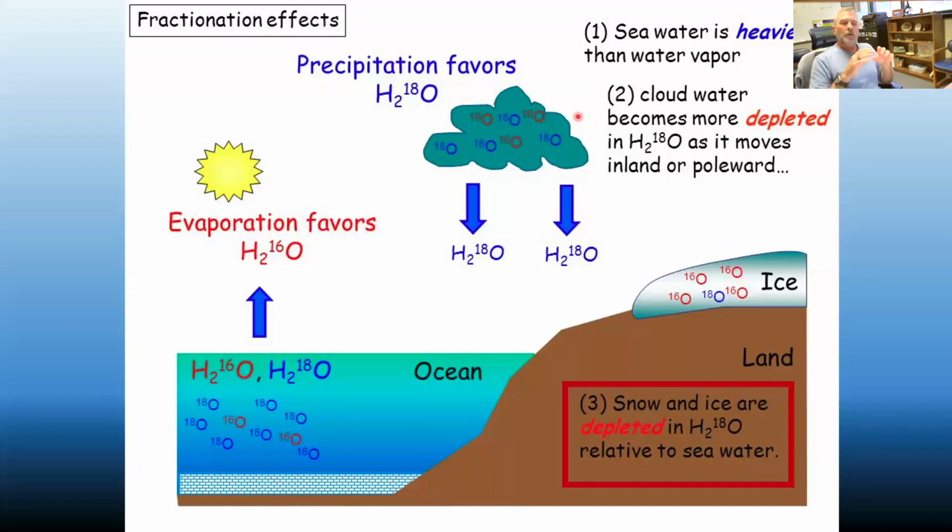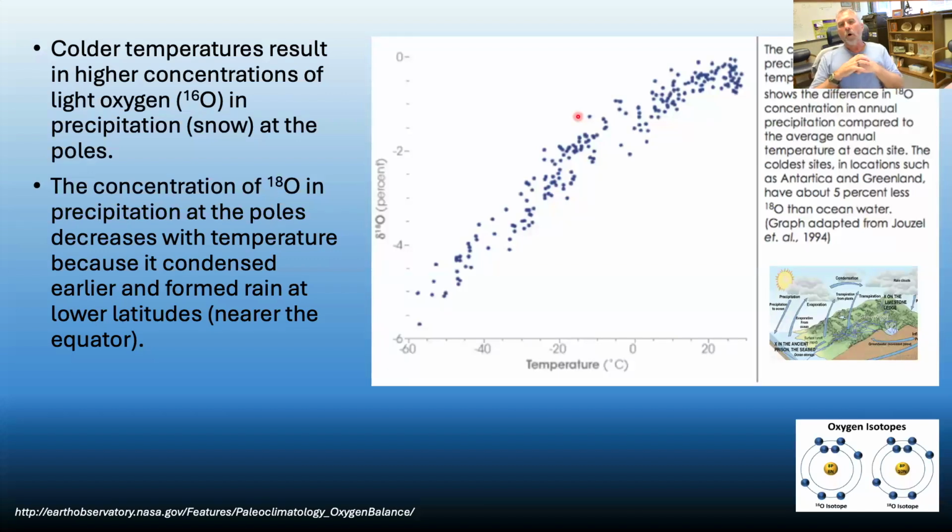So that's important when we start to talk about the formation of ice packs. Colder temperatures result in higher concentrations of light oxygen in snow at the poles. Okay. And you can see that here in this graphic.